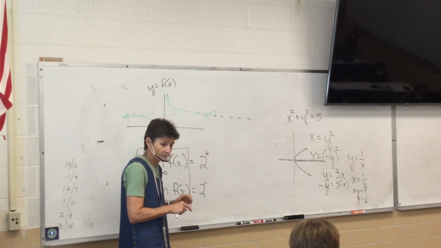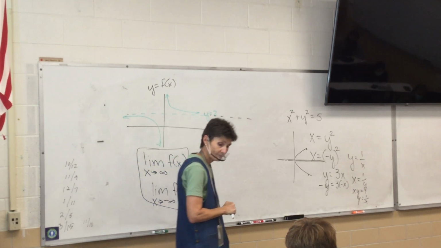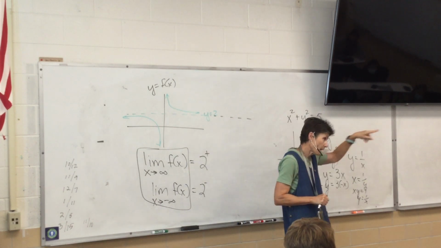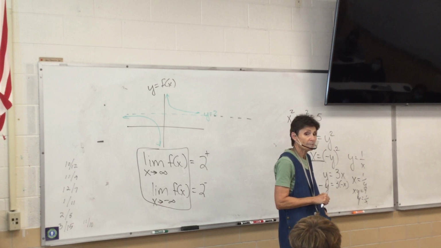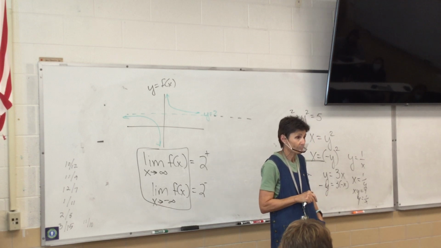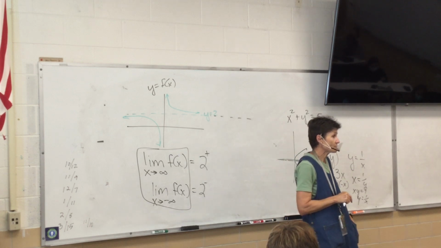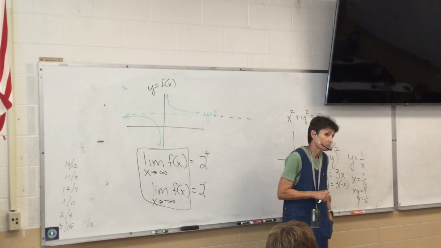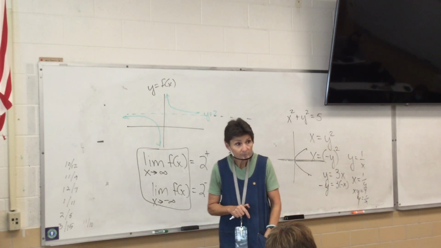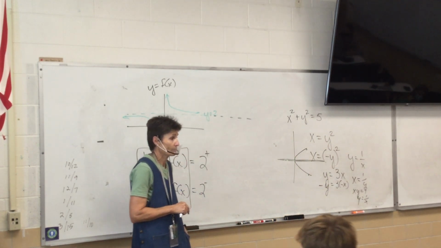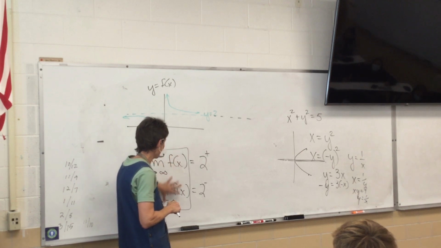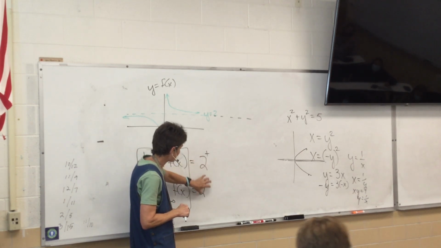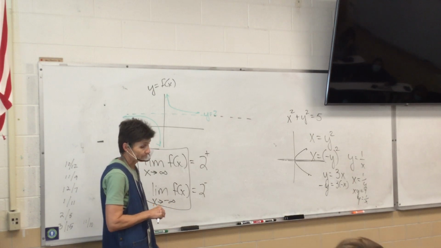What are you going to say there? The limit as x approaches infinity, so out to the right, is 0 from the top. And what's the limit as x approaches negative infinity? 0 from the top again. Okay, so when we write our end behavior, we always write this, and then we talk about, okay, what's happening on each end of the picture.